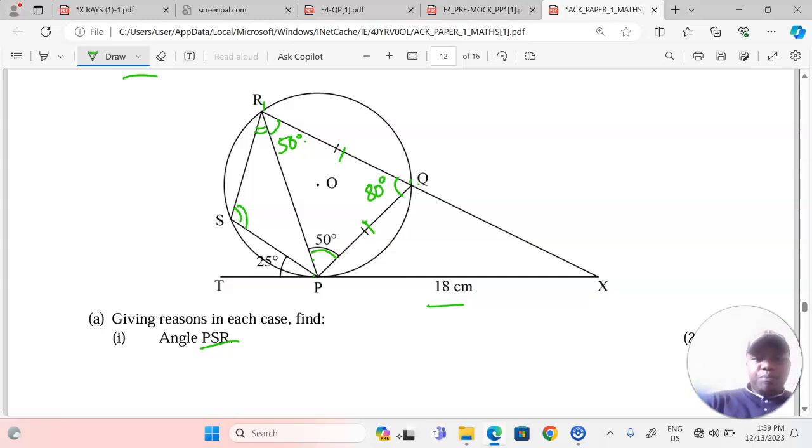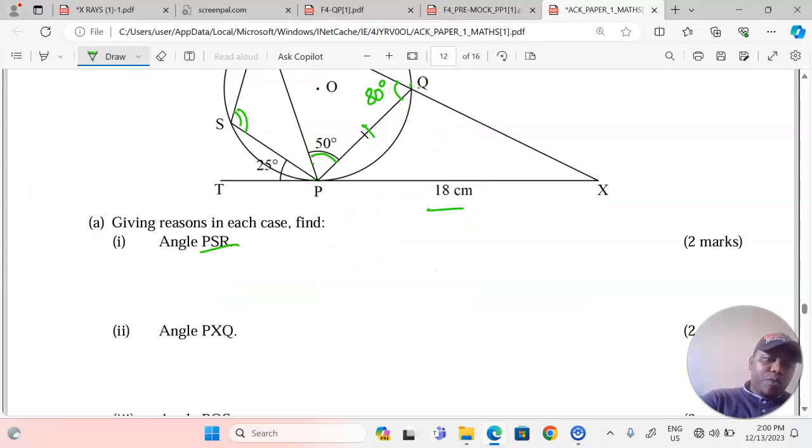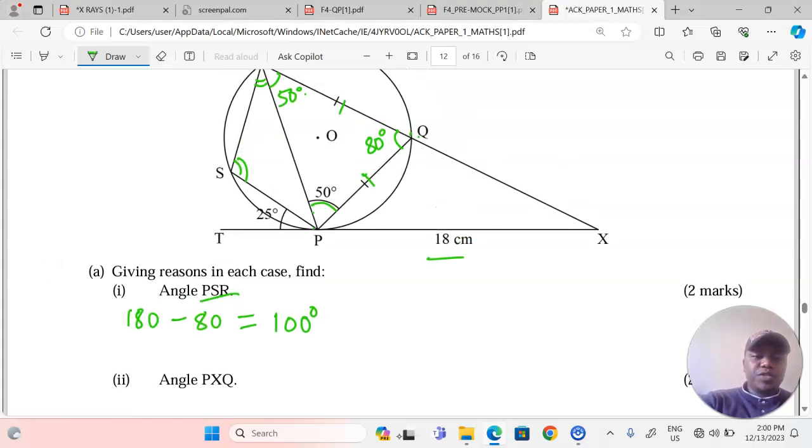Now considering PQRS as a cyclic quadrilateral, we usually say that the opposite angles in a cyclic quadrilateral are supplementary. In other words, they add up to 180. Therefore, when we take 180 and subtract 80 degrees, we get 100 degrees. And this is the value of the angle at S, because the angle at S is opposite to the angle at Q. So this is going to be 100 degrees.